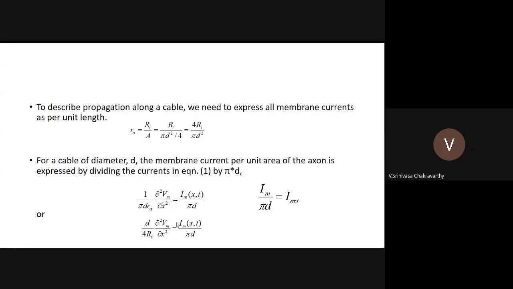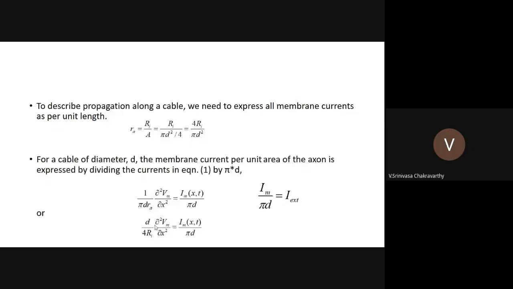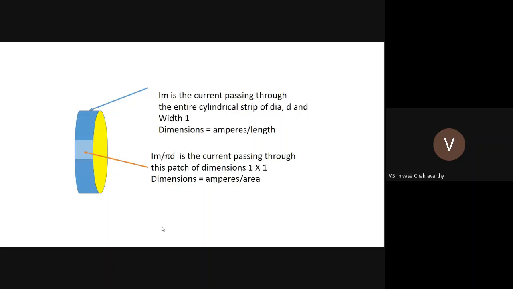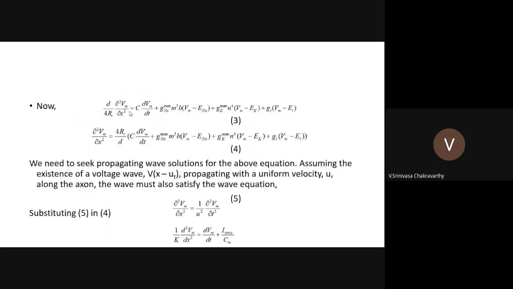Okay, so therefore Im by pi d will be equal to d by 4 Ri times ∂²Vm by ∂x². Okay, so this is how you make a connection, and now this expression will be substituted in the original Hodgkin-Huxley equation, and you substitute the external current Ix with this term. It's like this is the current coming in from neighboring locations.